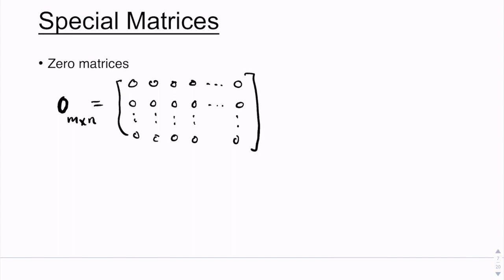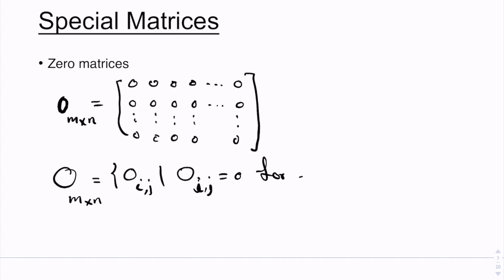So this is the matrix, or m times n. It's a matrix whose elements are O, i, and j, such that O, i, and j's are zero for all i and j. Okay.